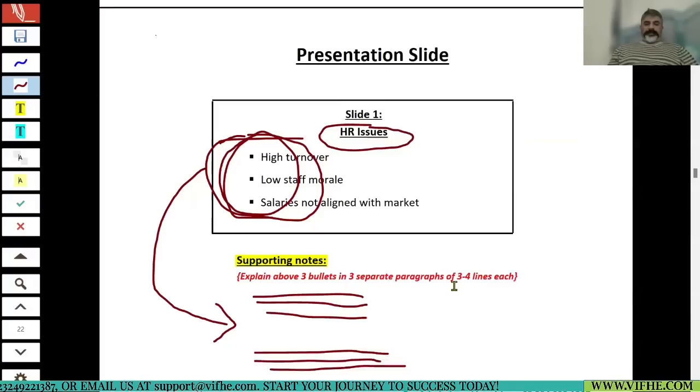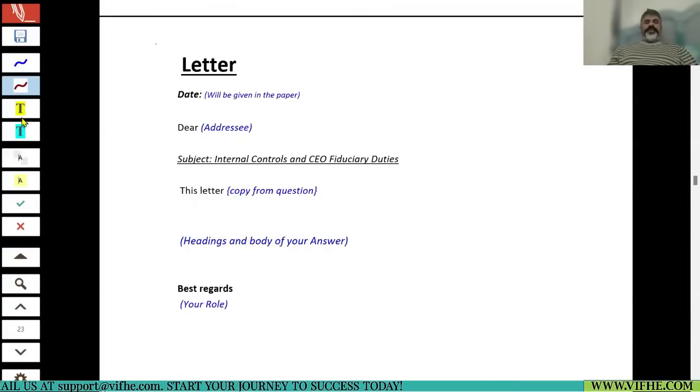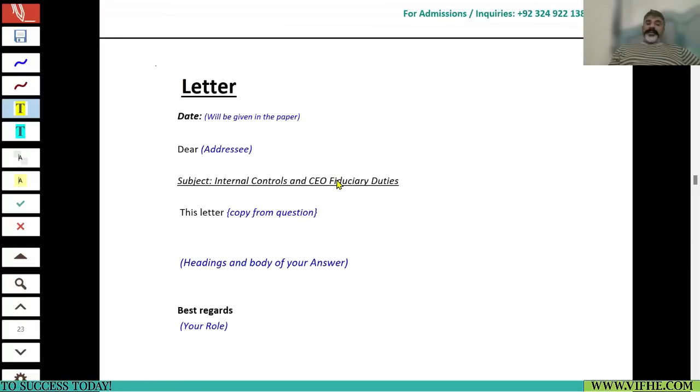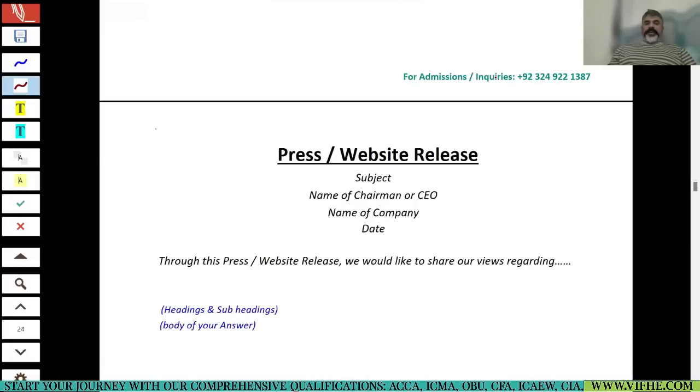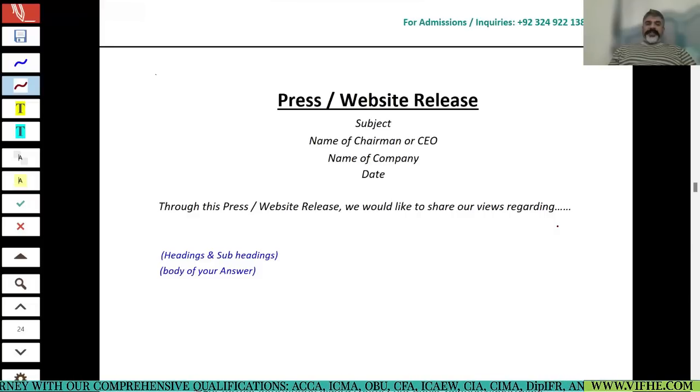All right. Then 1 or 2 times a letter was required. Draft a letter. Very rarely asked, but you should be familiar that if the question says draft a letter, then on the top you will write letter, then you will give the date, you will give the name, Dear Hasan Dossani, the subject, this letter and the introduction, closure, and in this middle section, your main answer will be sandwiched. This is the letter format. Then there is something called press release or website release. Again, this has been tested very, very rarely.